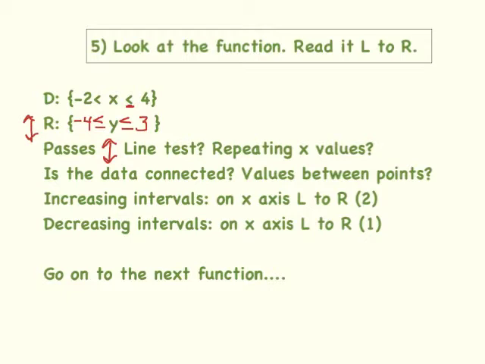Now the last question, it says on what intervals is this function decreasing? Well, it's only decreasing in one place. So look at the x-axis values from left to right where it's going down. That would be from 0 to, and you figure that one out.